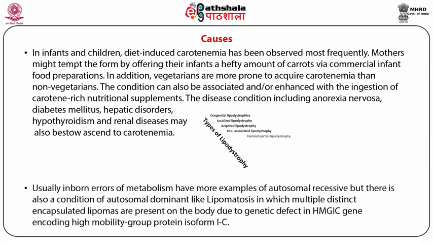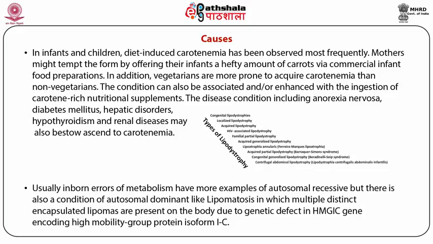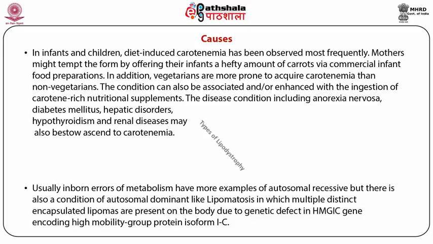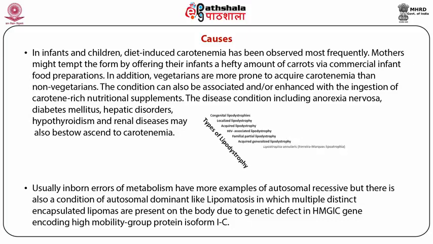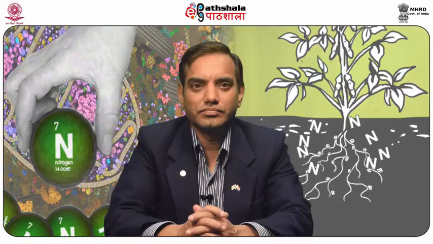Usually, the inborn errors of metabolism have more examples of autosomal recessive, but there is also a condition of autosomal dominant, like lipomatosis, in which multiple distinct encapsulated lipomas are present on the body due to the genetic defect in the HMGA1C gene encoding the high mobility group protein isoform 1C.